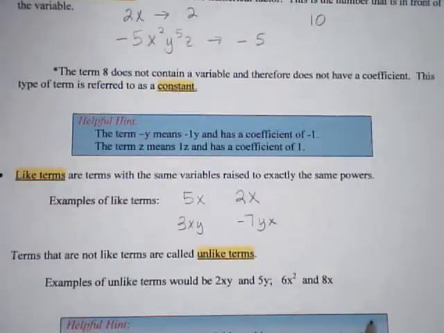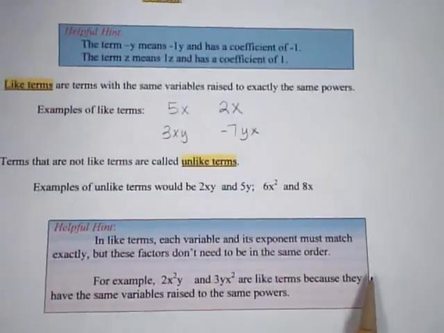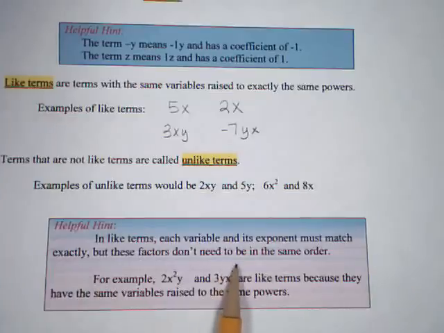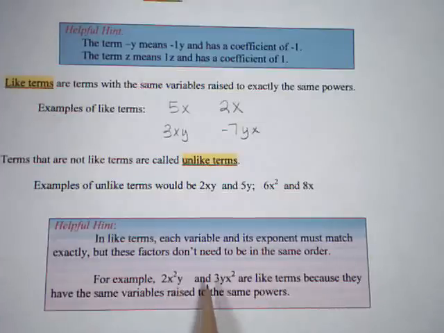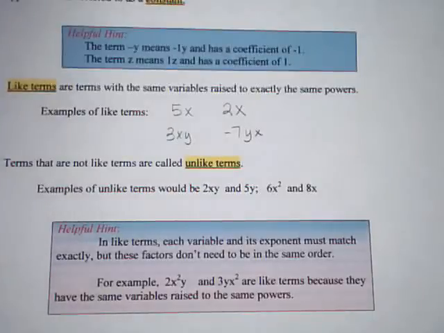What you're going to have to do on some of the problems is just look at the terms and tell whether or not they are alike. The helpful hint at the bottom of the page is what I was talking about as far as the order. It says in like terms, each variable and its exponent must match exactly, but these factors don't have to be in the same order. For example, 2x squared y and 3yx squared are like terms because they have these same variables raised to exactly these same powers. So in part 2, we're going to be looking at some problems that we're going to work out with these.